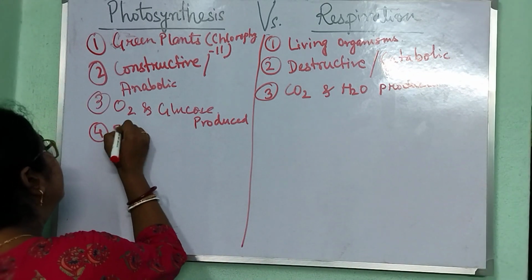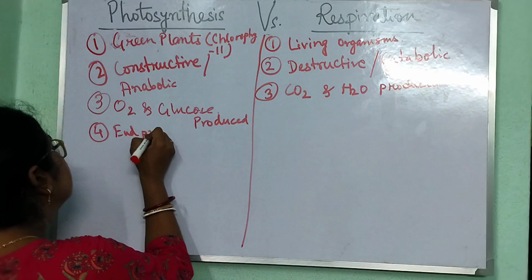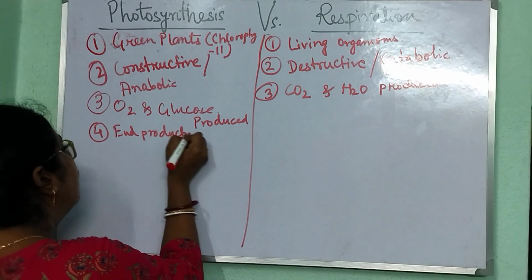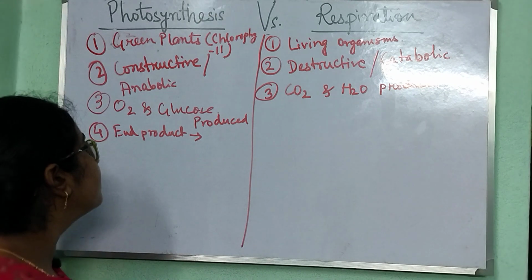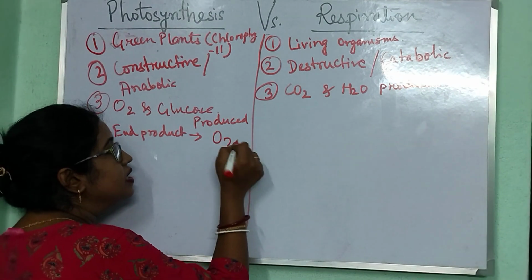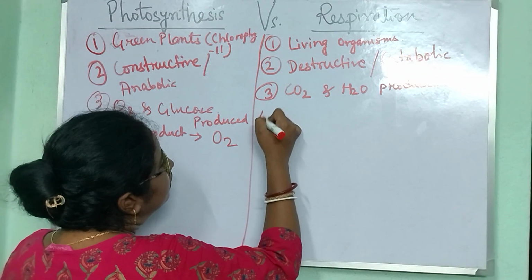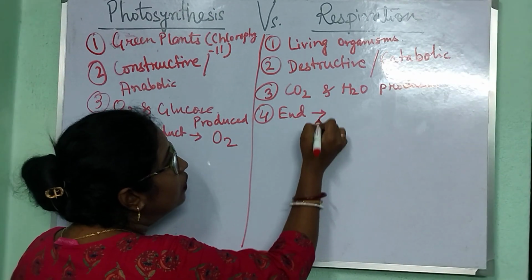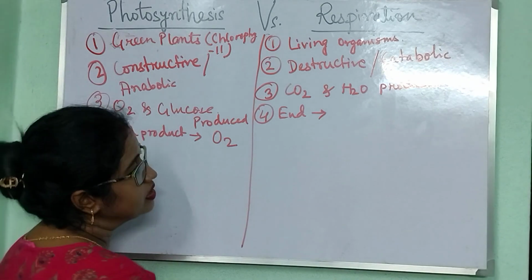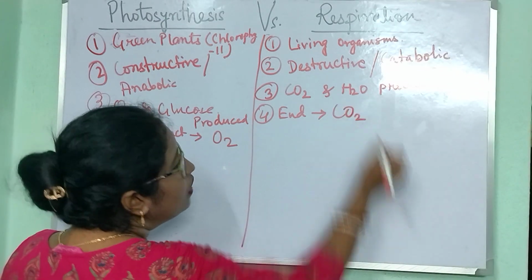Fourthly, the end product of photosynthesis is oxygen and the end product of the respiration process is carbon dioxide.